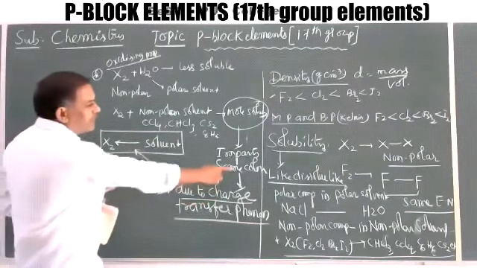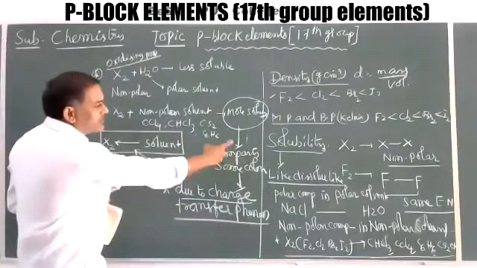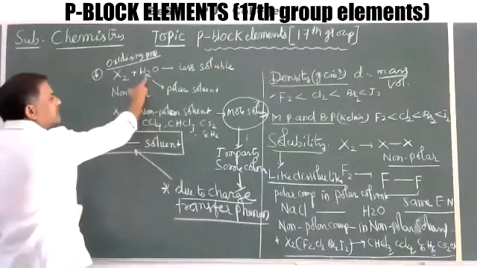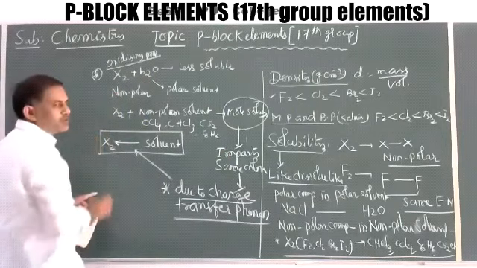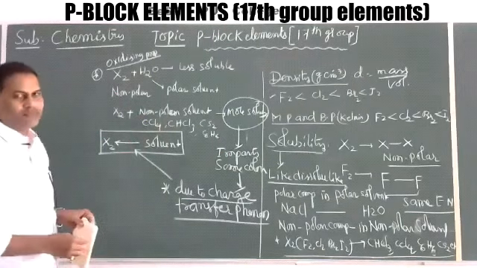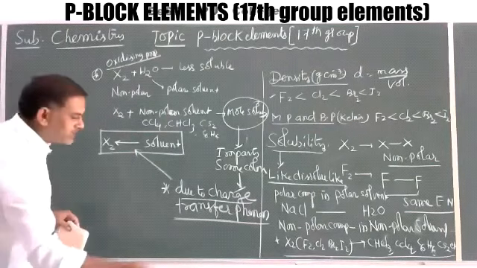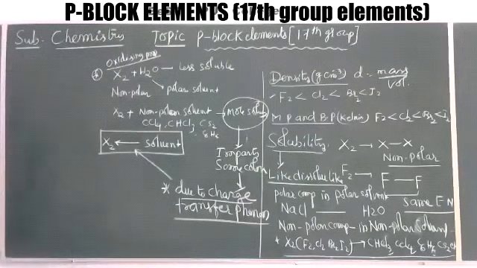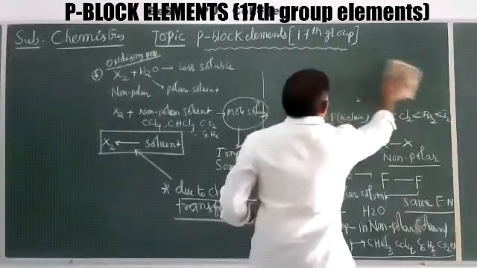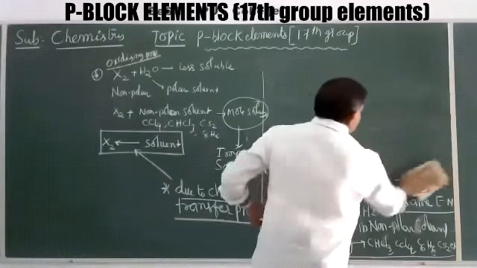Very, very important. Based on solubility, halogens are less soluble in water because it is polar, and they are non-polar in nature, but readily soluble in non-polar solvents. Clear? Then the next important thing, very, very important: we can expect one question based on bond dissociation enthalpy.